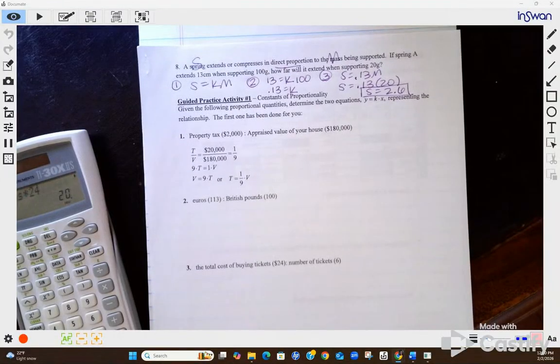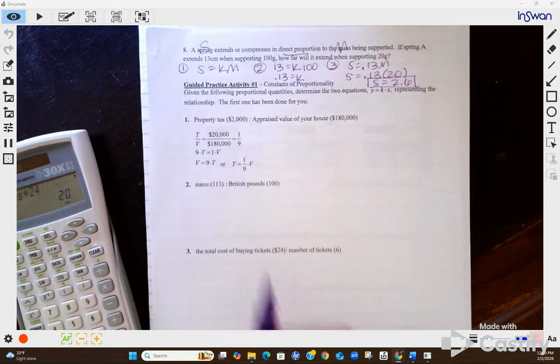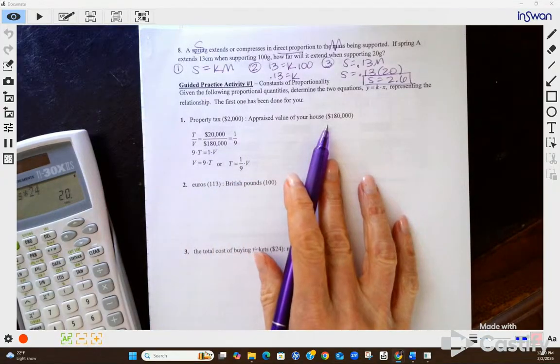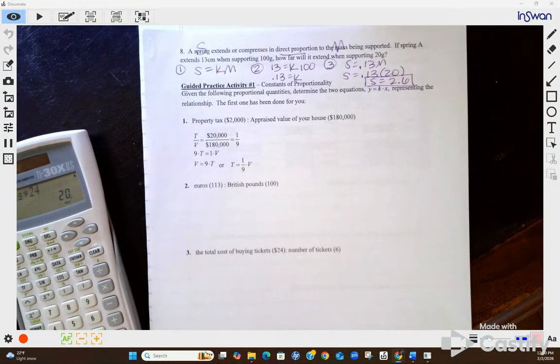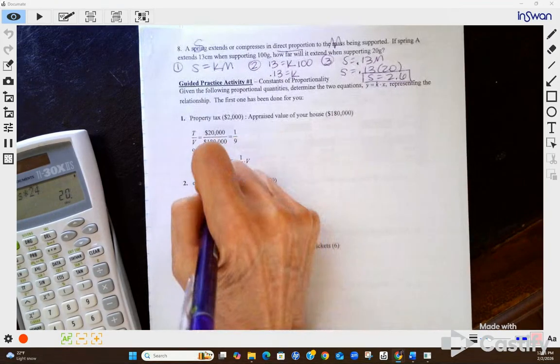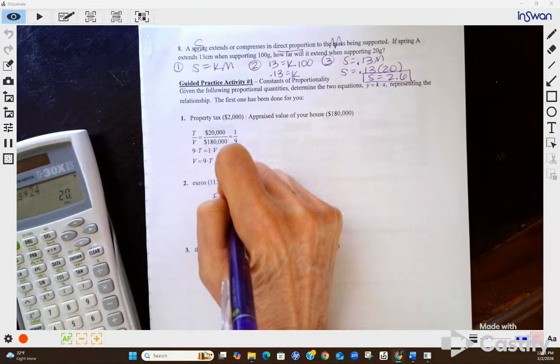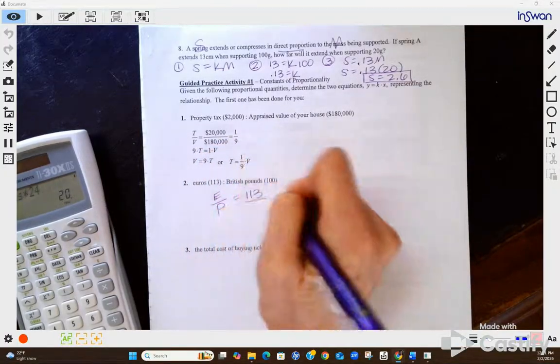Given the following proportional quantities, determine the two equations representing the relationship. The first one's done for you. So property tax and appraised value. So there's two versions because you can either do the 20,000, or I think it should be 2,000 over 180,000, or you can flip it over. So you would either get a constant of variation of 9 or 1/9 depending on which way that you did it. So if you did euros over pounds, that would give you 113 over 100.